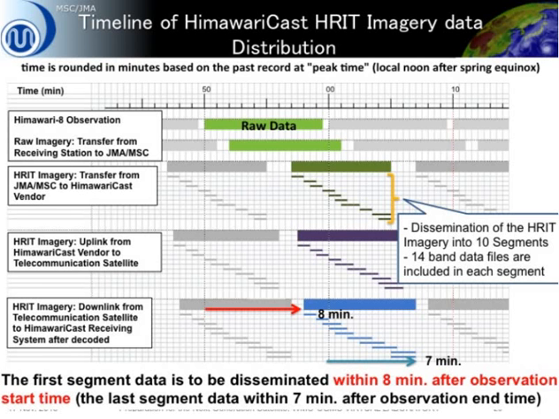And this chart is the same with previous one, but for HimawariCast. The difference between HimawariCloud is the third and fourth step, which uplink to the communication satellite and downlink to the users. The first segment is to be disseminated to user within 8 minutes after observation start time. This point. The last segment is to be disseminated within 7 minutes after observation end time. This point.